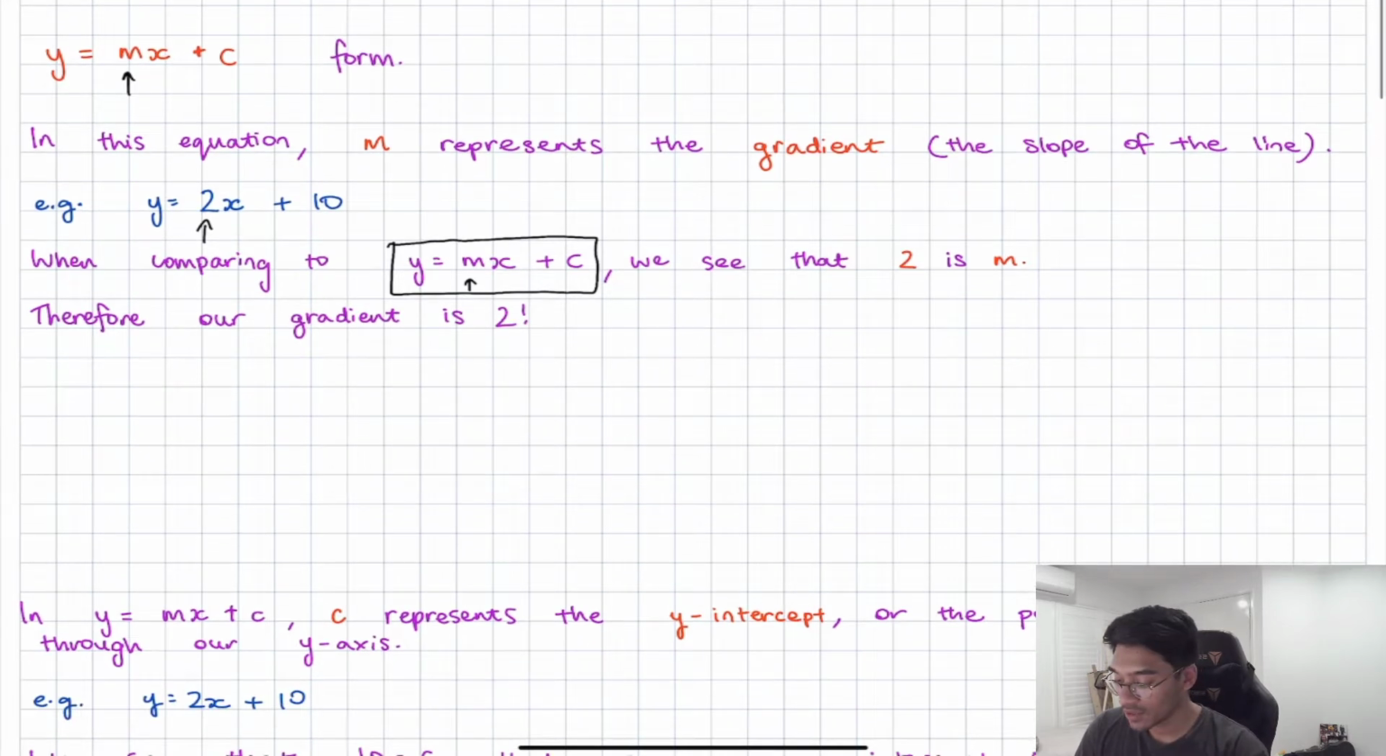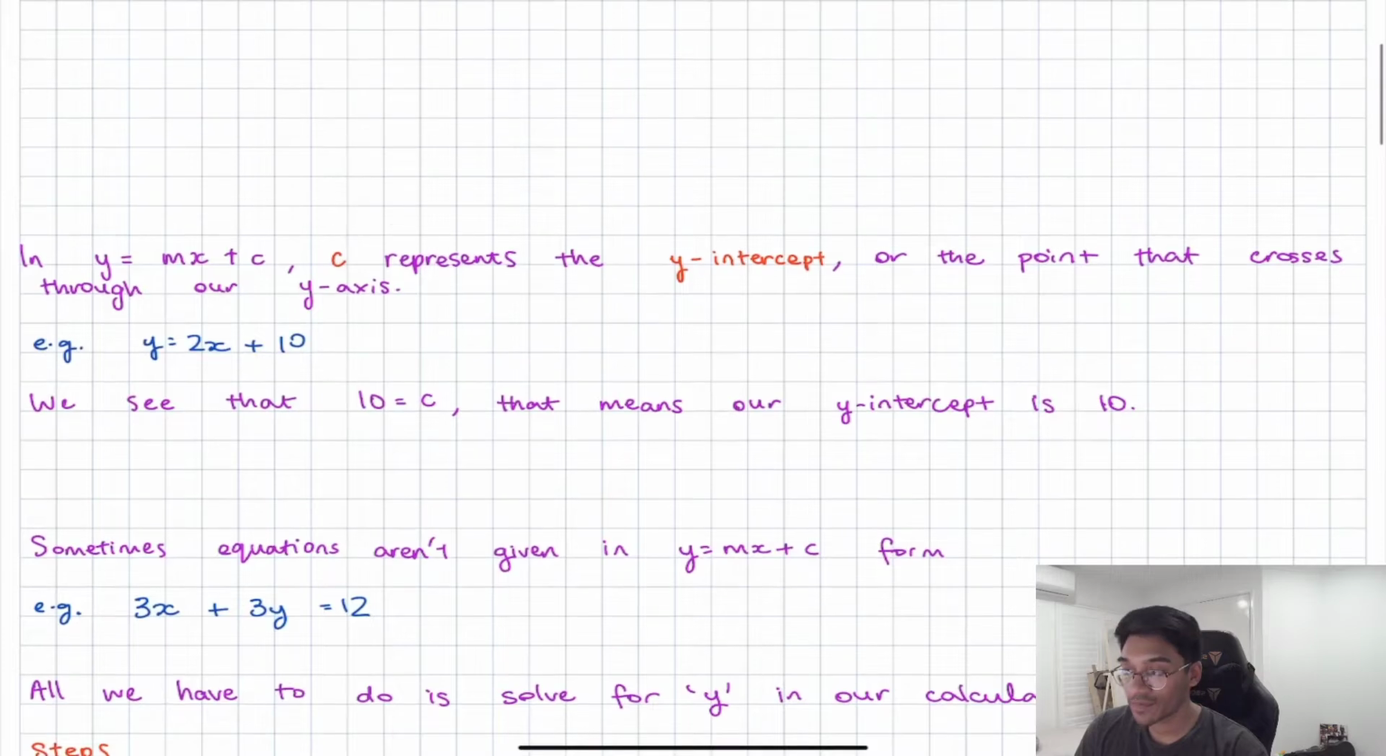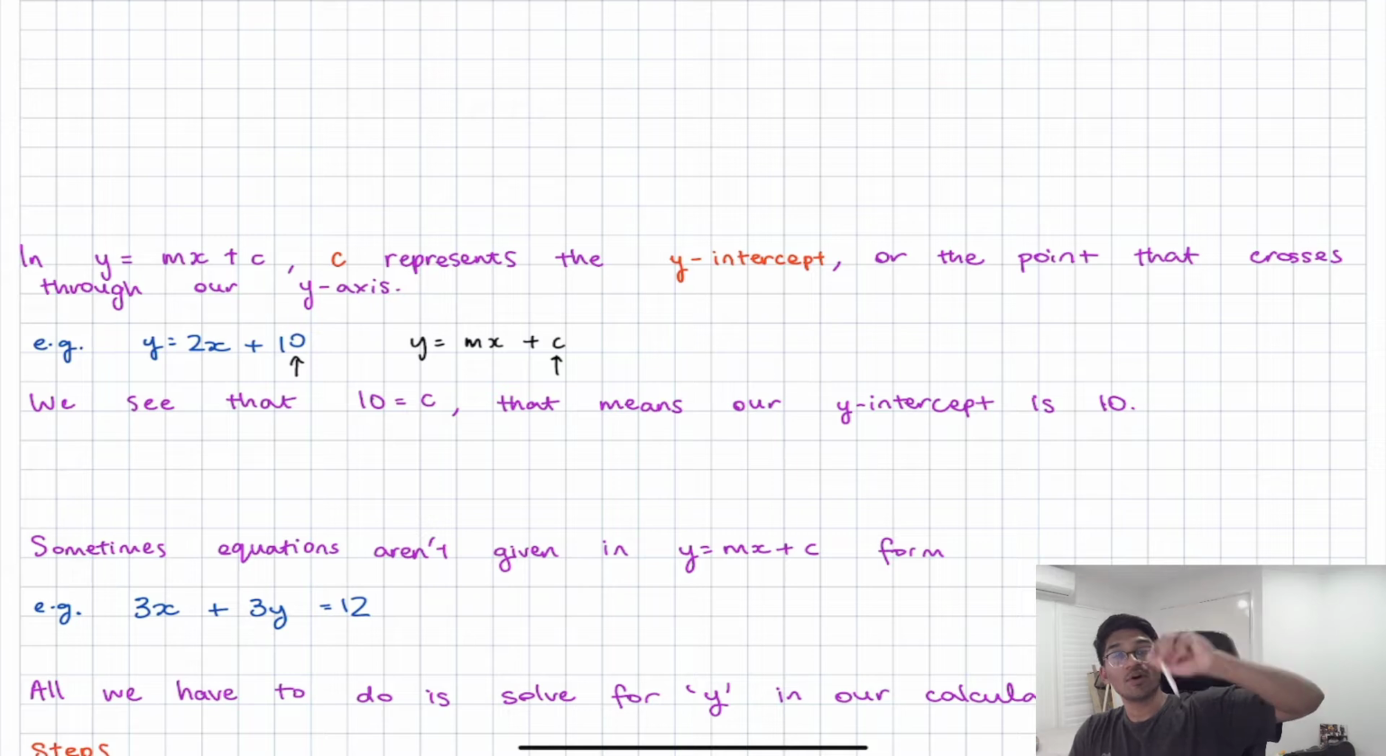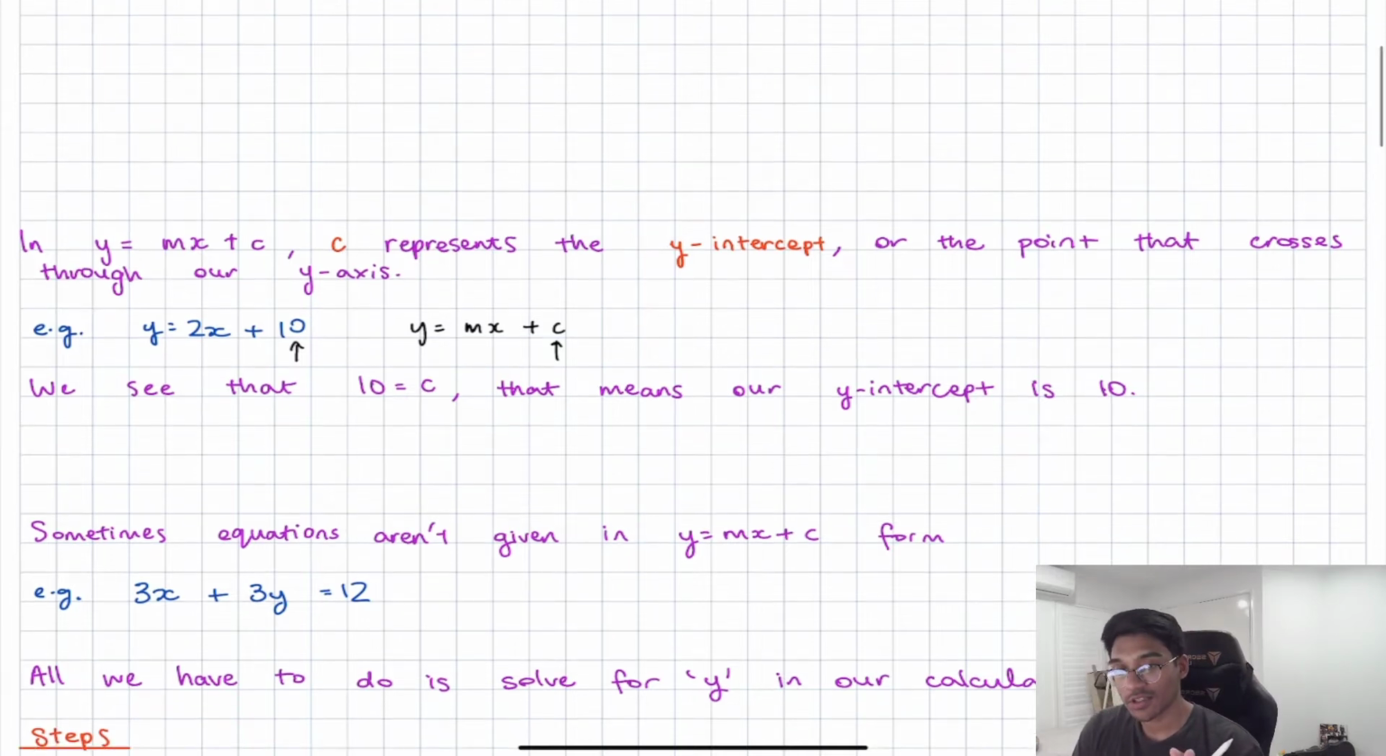Now, that's our m. We also have our c. In y is equal to mx plus c, our c represents our y-intercept, or the point on the graph that passes through the y-axis. So in the same example, y is equal to 2x plus 10, if we compare it to y equals mx plus c, we can see that our 10 is in our c spot. That means our y-intercept is 10, so the line passes through y is equal to 10. So that's a bit of a refresher.